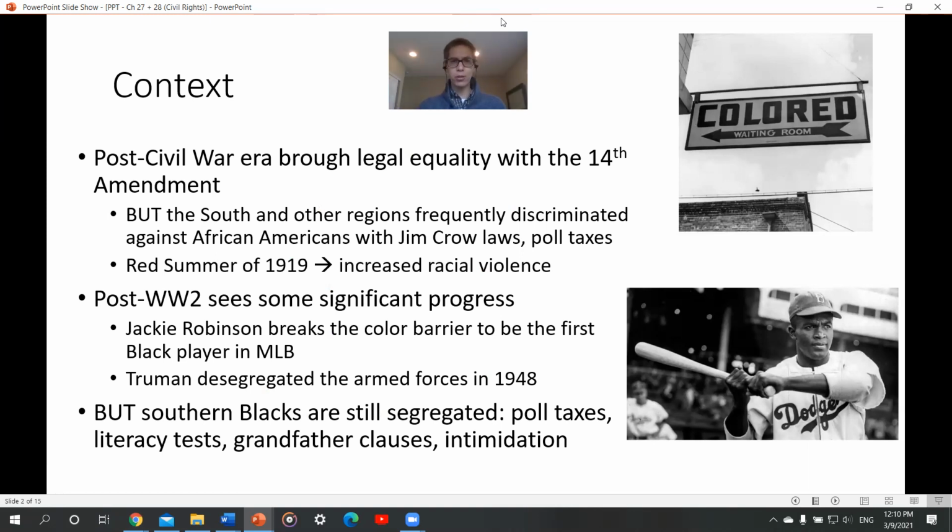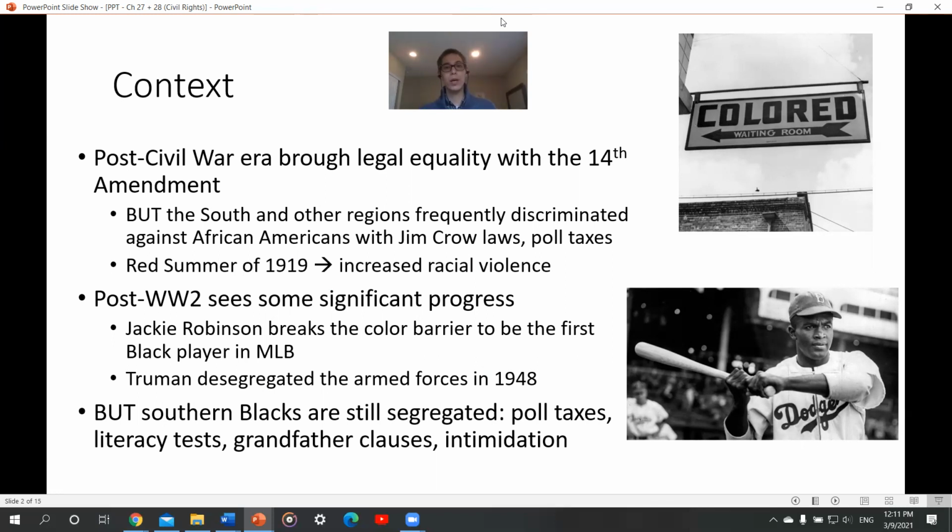So the South especially, but other parts of the US as well, had found ways to continue legal discrimination against African Americans. We looked at the Red Summer of 1919, right after World War I, that saw a huge increase in racial violence, lynchings, and other public attacks against African Americans. Again, especially in the South, but they were not exclusive to the South. They were in the Midwest, in the Northeast, in the West.